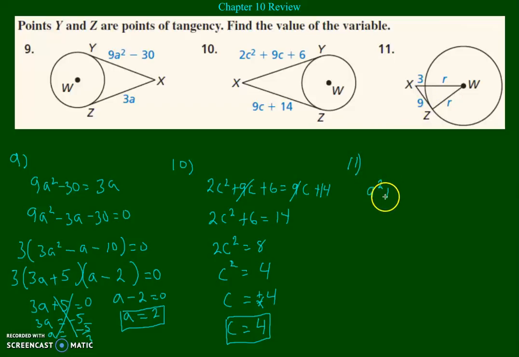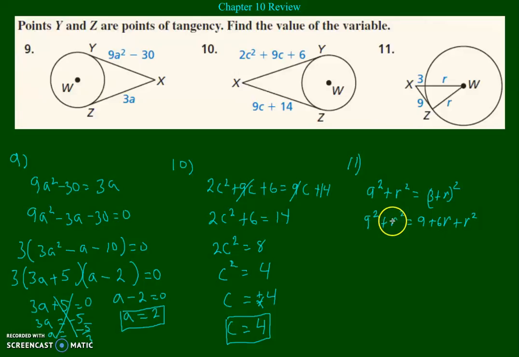9 squared plus r squared equals, this is the hypotenuse, which is 3 plus r. 3 plus r squared. So 9 squared plus r squared equals. The expansion of this binomial, the squared binomial, is this piece squared, this times 2, and that piece squared.